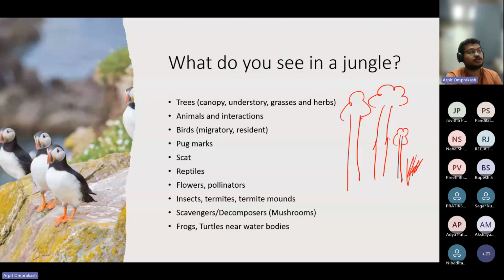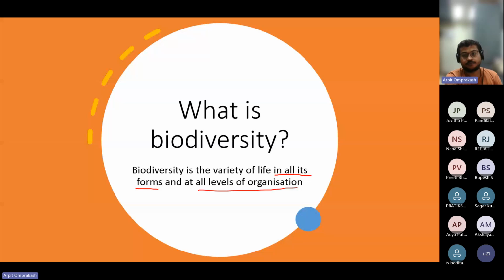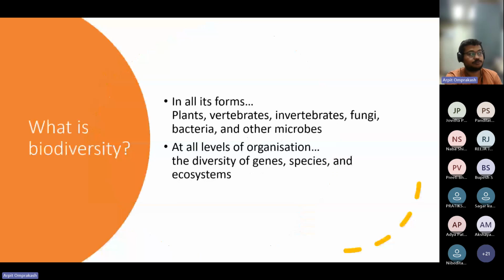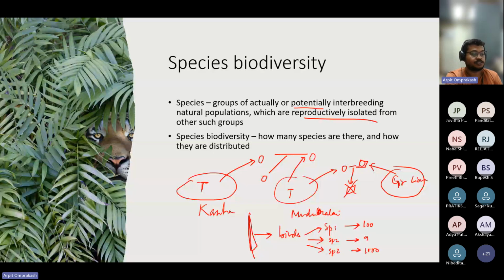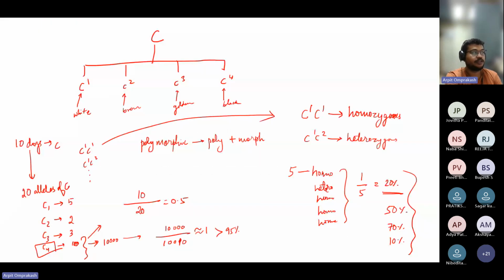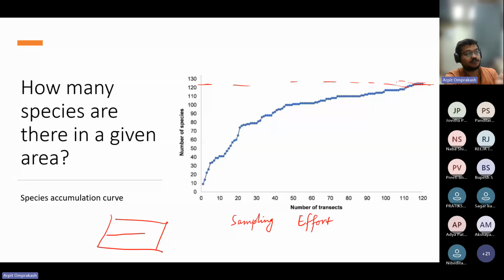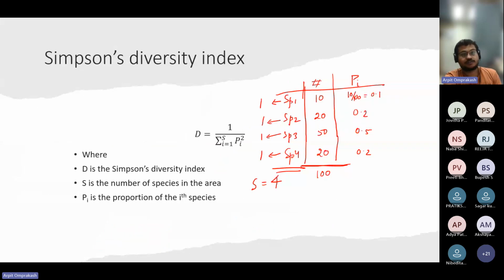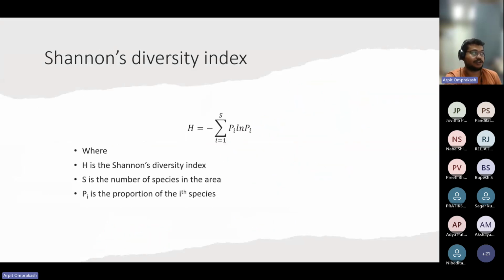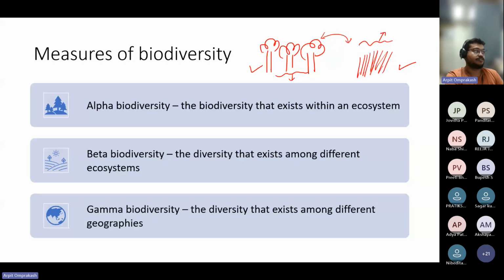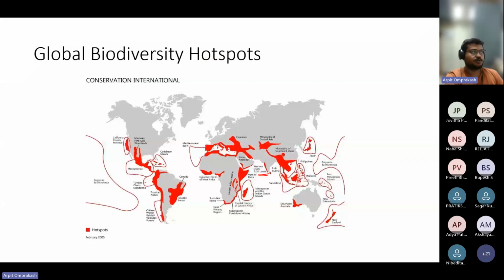We talked about what is biodiversity: species biodiversity, genetic biodiversity, ecosystem biodiversity. We talked about how we measure and quantify biodiversity. How do we estimate the number of species? What indices we use to quantify biodiversity and equitability or evenness. We talked about the different measures of biodiversity, alpha, beta, and gamma biodiversity, and biodiversity hotspots.